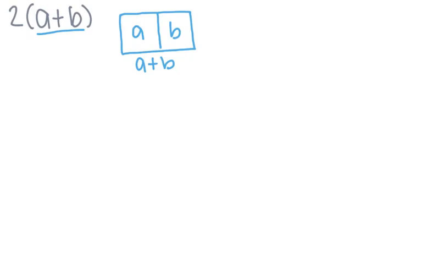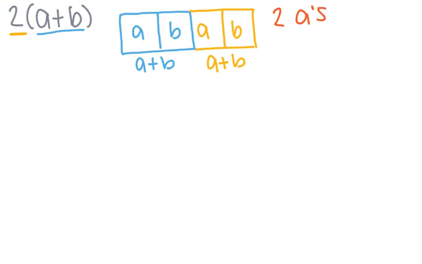So now we're going to draw a model that represents 2(a plus b) because in our expression, a plus b is being multiplied by 2. So I'm just going to come back over to the model I already made, and I'm going to add on another rectangle cut in 2 with a and b, and underneath it, a plus b. So how many a's do we have? We have 2 a's. And how many b's do we have? We have 2 b's.